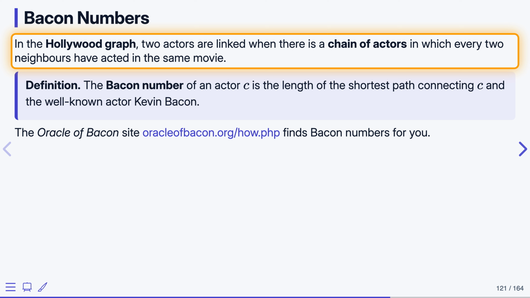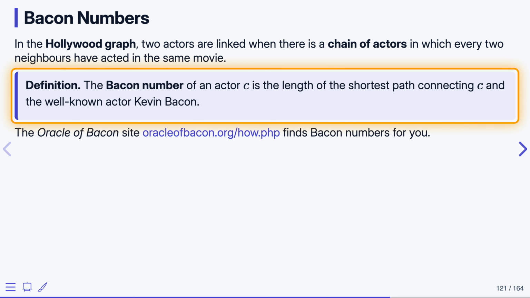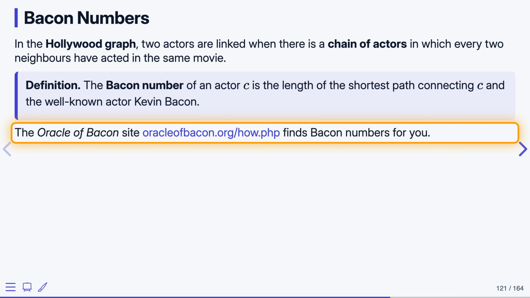Movies give us another graph. It is the Hollywood graph. Each dot is an actor. An edge joins 2 actors who appeared in the same movie. Now pick the well-known actor Kevin Bacon. The Bacon number of an actor is the length of the shortest path from that actor to Kevin Bacon. If you acted in a movie with Kevin Bacon, your number is 1. You can pick a different actor instead of Kevin Bacon and get a similar number. The Oracle of Bacon website works it out for you.